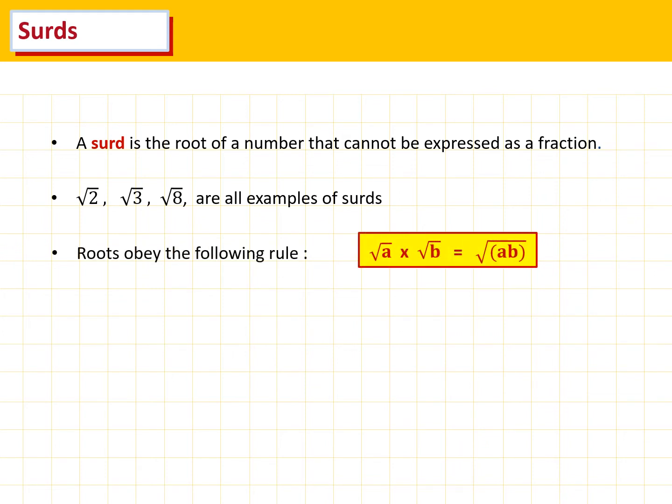And roots obey the following rule. Root A multiplied by root B is equal to the root of AB. Now let's put numbers into that and check it. That would mean that root 4 times root 9 equals the root of 4 times 9, so root 4 times root 9 is root 36. Well, root 4 times root 9 would be 2 times 3, and root 36 would be 6. So yes, 2 times 3 equals 6. That's correct.